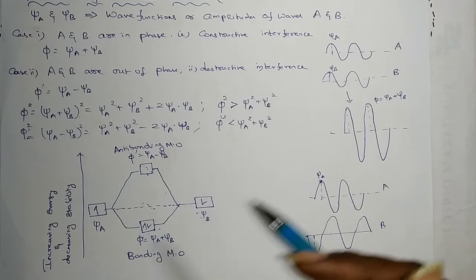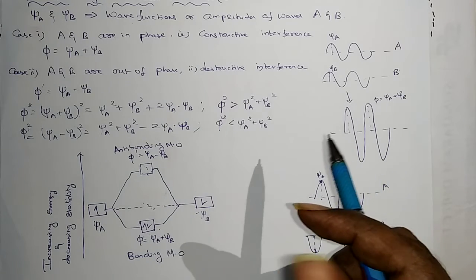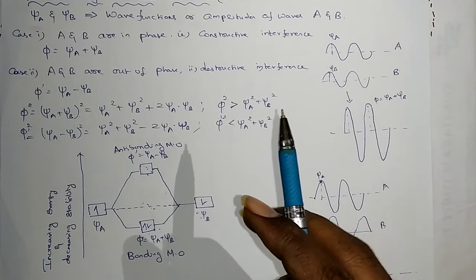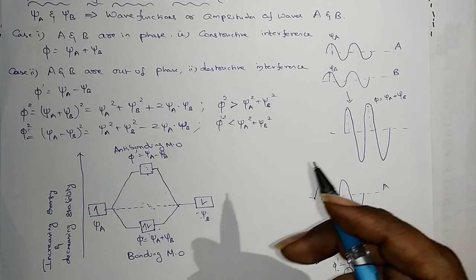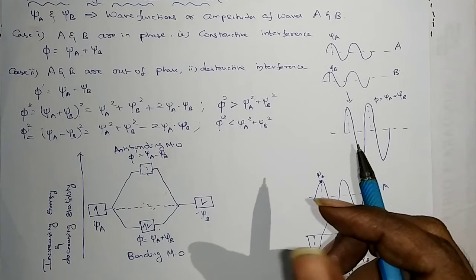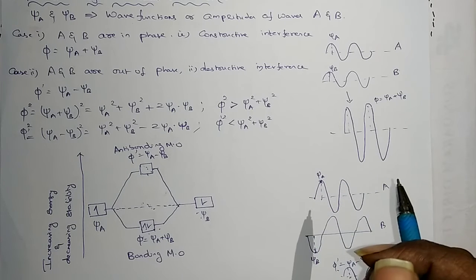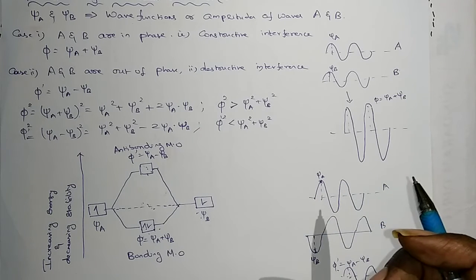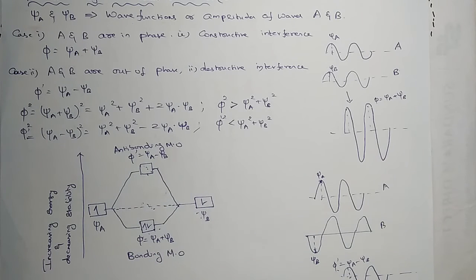Whereas in the antibonding molecular orbital, the electron density in the internuclear region is very low. As a result, the nuclei of the two combining atoms experience very little shielding. Hence, the repulsion between the nuclei is very large, so the antibonding molecular orbital is raised much in energy, more than the bonding molecular orbital is lowered in energy.